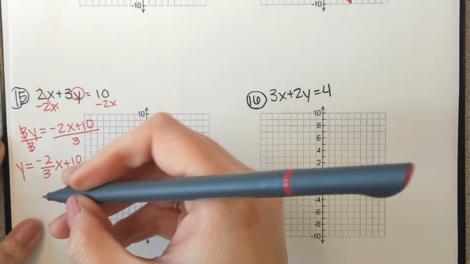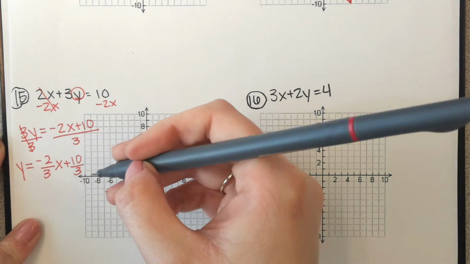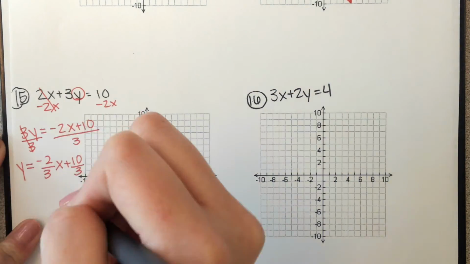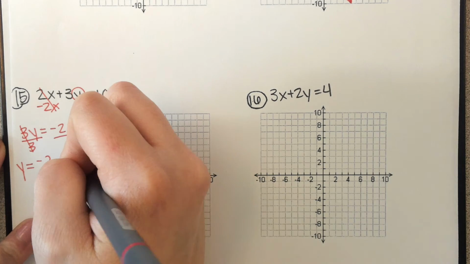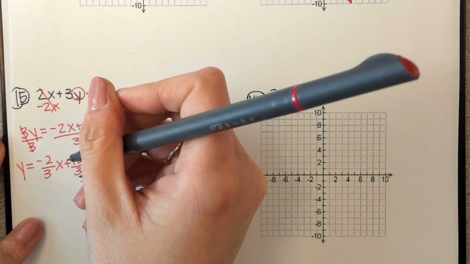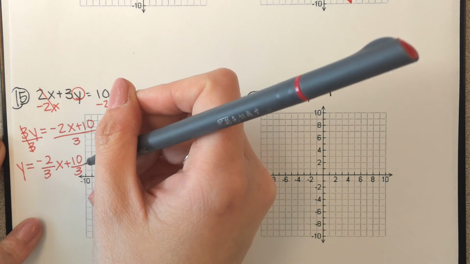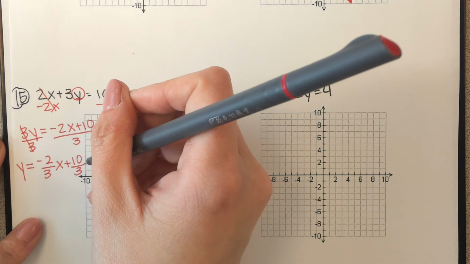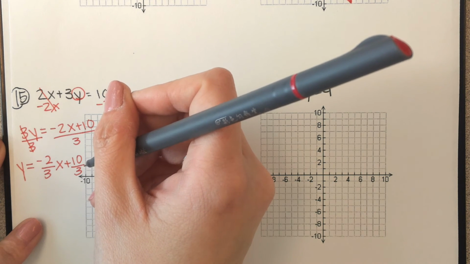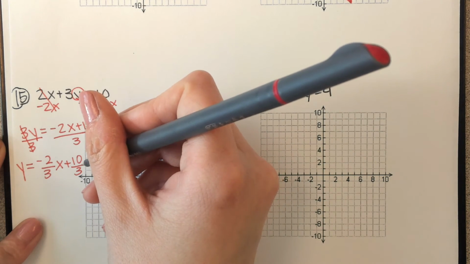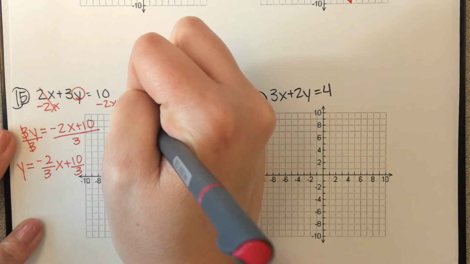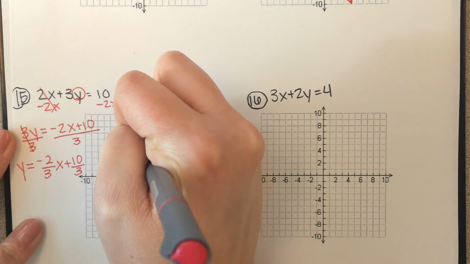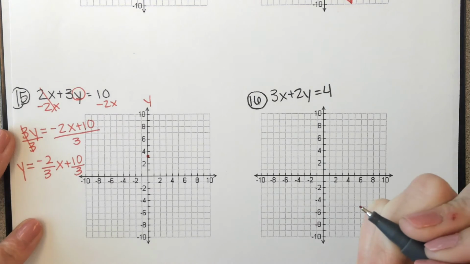Now, I didn't mean for this to come out as a fraction here on the end, but that's okay. So here's my new equation. And so I need to think about 10/3. So you can type that in the calculator and you should get 3.33 repeating. So that's just a little bit past 3. So I'm going to go to my y-axis. I'm just going to go a little bit past 3, and that's fine.